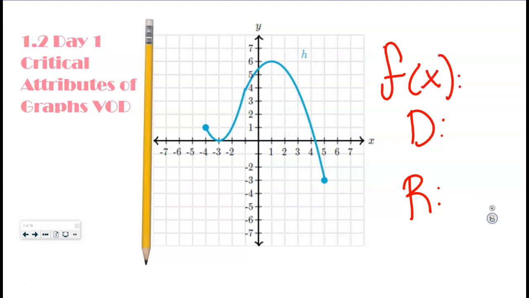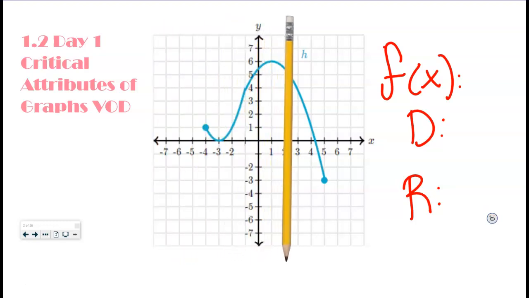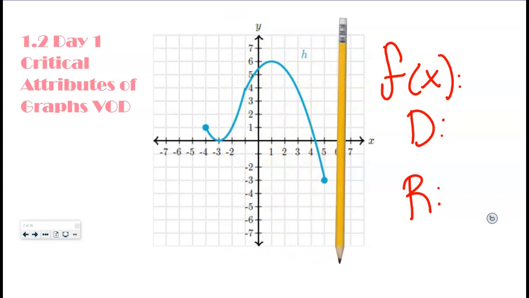And remember, I'm using functional notation here. So what I'm going to do is scan the graph from left to right. And I know that that is a function because when I scanned that with my pencil, I only touched the graph one time. There were no repeating y values. So is this a function? Absolutely. All right, so let's go ahead and review quickly what domain and range is.